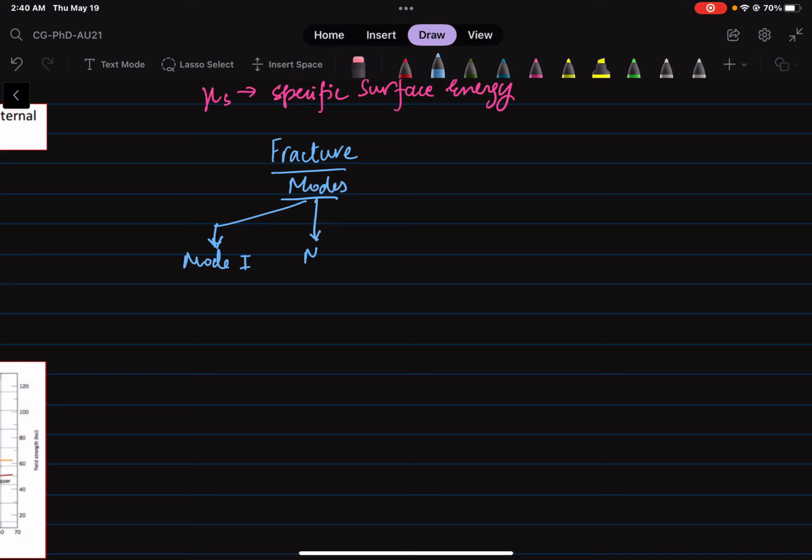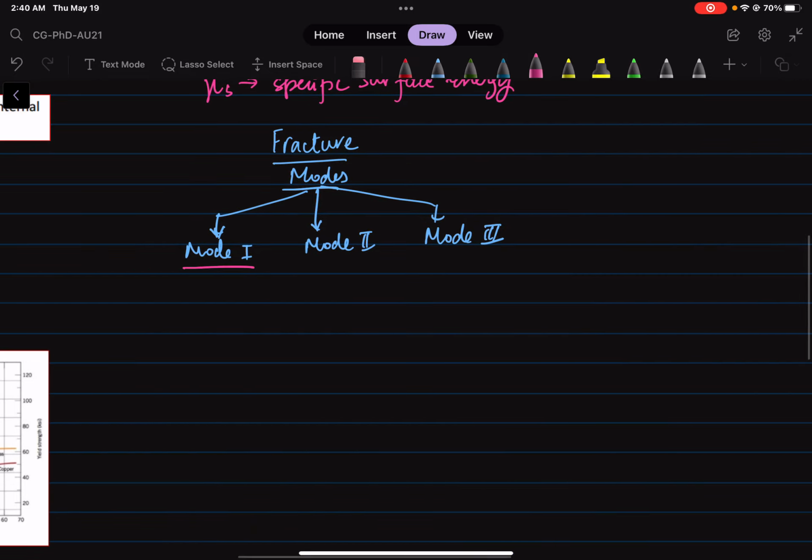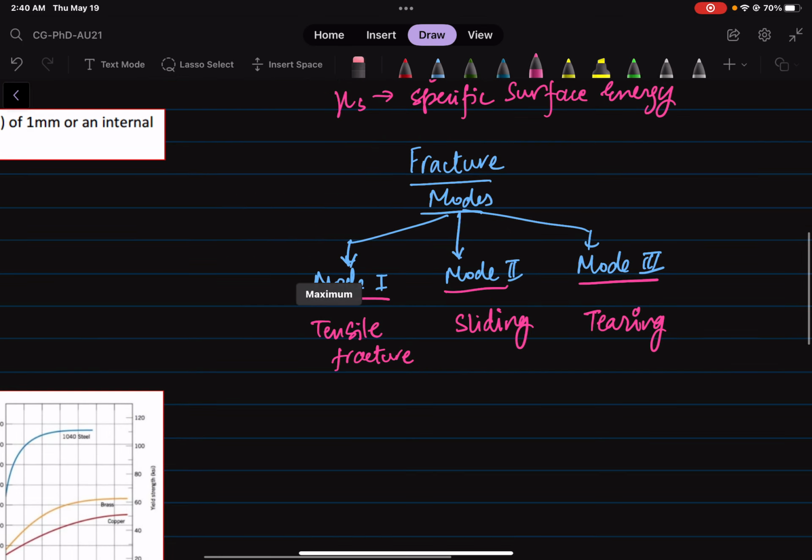So mode 1, mode 2, and then mode 3. With this type of system, in mode 1 you will have a tensile or opening fracture, and then in mode 2 you will have a sliding fracture, while in mode 3 you will have a tearing fracture.